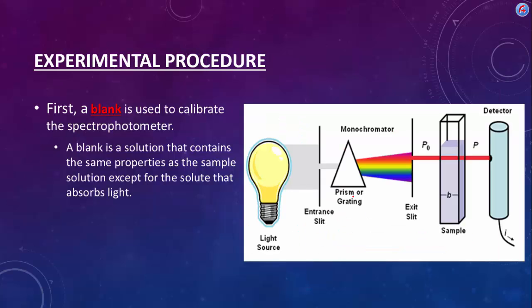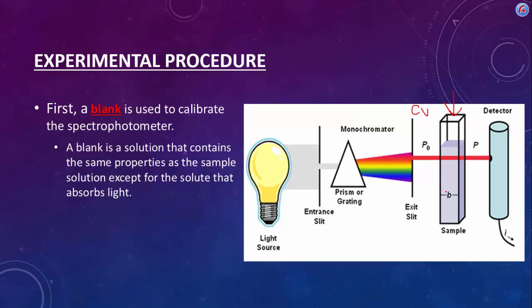Experimentally, one of the first things you need to do before you actually even put your sample in is use a blank solution. A blank solution is a solution that contains the same properties as the sample, except for the solid particle that's going to absorb the light. For example, we're going to be doing a crystal violet lab this year. Crystal violet is a substance that will absorb some light, and it's going to be an aqueous solution. So your blank for this one is just going to be water as a background.